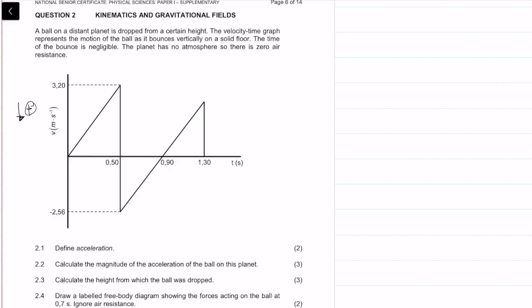Okay, cool. So question 2.1, nice freebie definition. Acceleration is the rate of change of velocity. Okay, cool stuff. That also translates to the gradient of a graph, right?